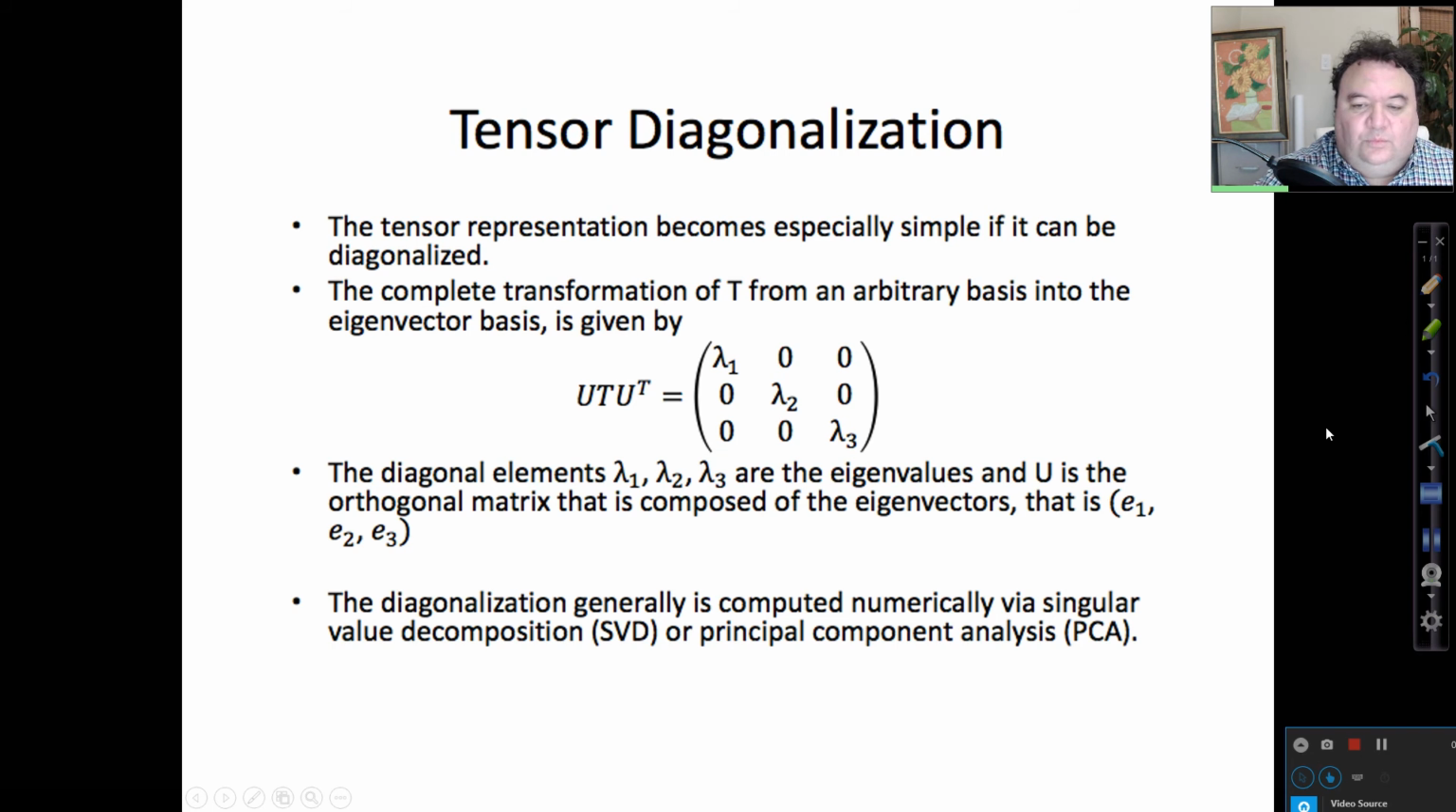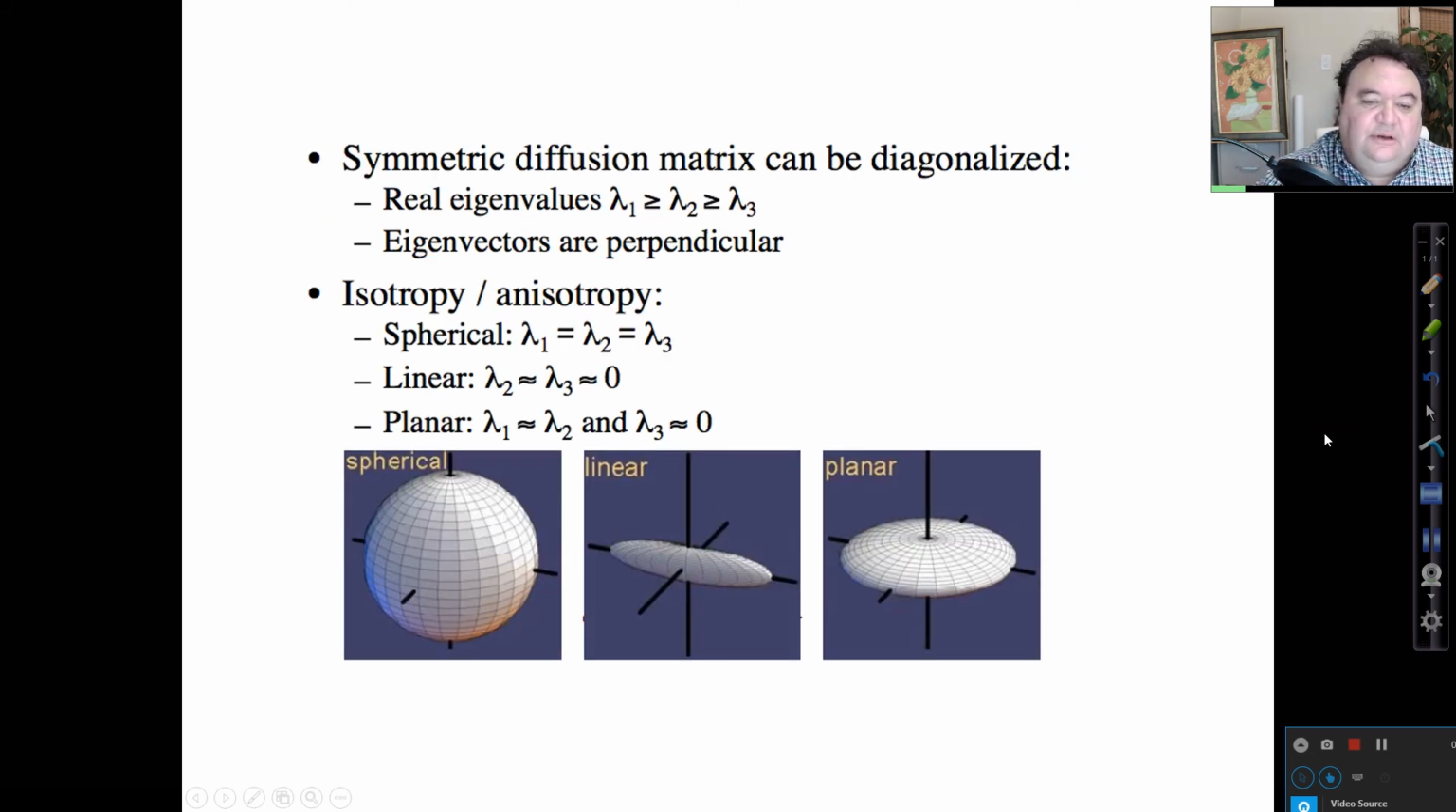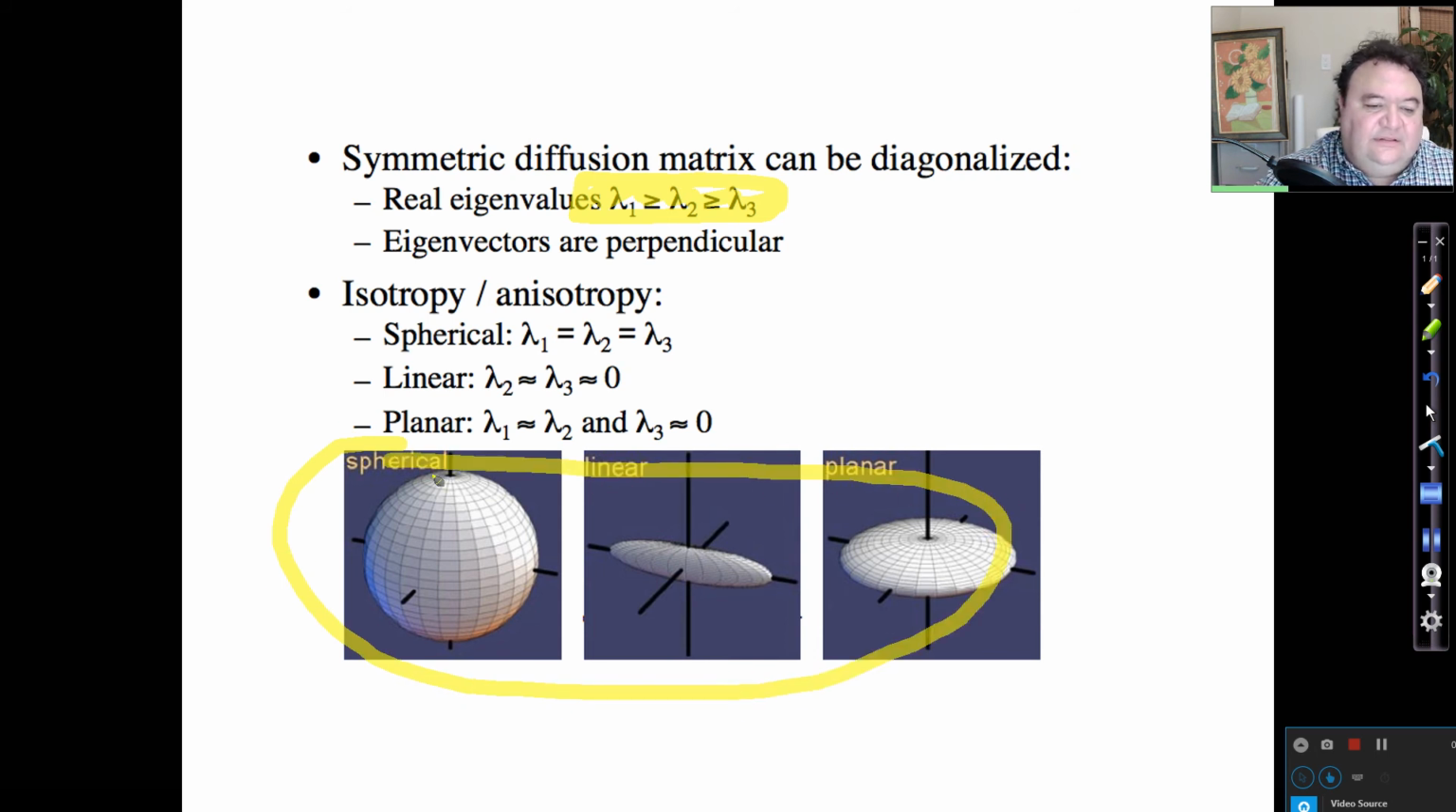And so, for the ellipsoids that we talked about before, effectively we can think about the ratio between the different eigenvalues as representing the structure of these ellipsoids, namely if the three eigenvalues are the same in magnitude, we have this spherical structure.